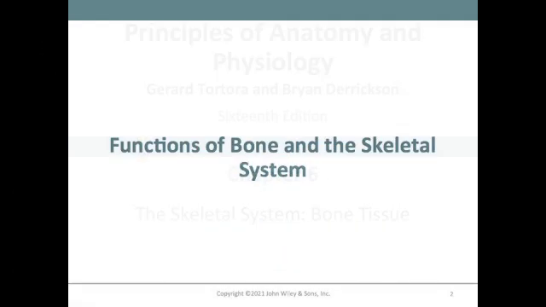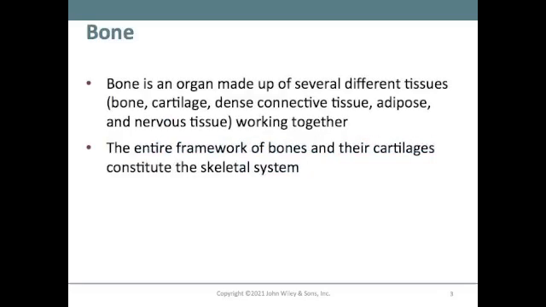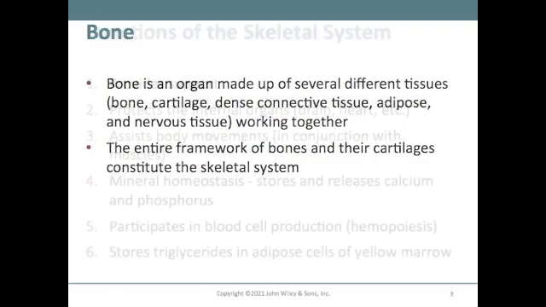Chapter 6, page 178. And tonight we're going to start talking about the skeletal system. We have some subsequent chapters that will also deal with the skeletal system. For starters, we're going to talk about the functions of the bone and the skeletal system. So the bone is an organ made up of several different tissues: bone, cartilage, dense connective tissue, adipose, and nervous tissue, and they all work together. This entire framework of bones and their cartilages constitute the skeletal system.